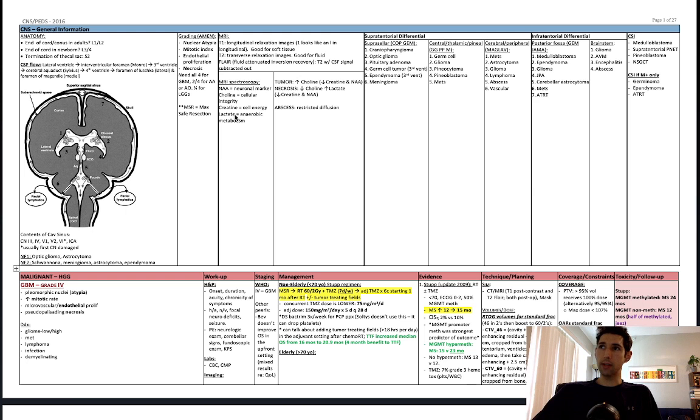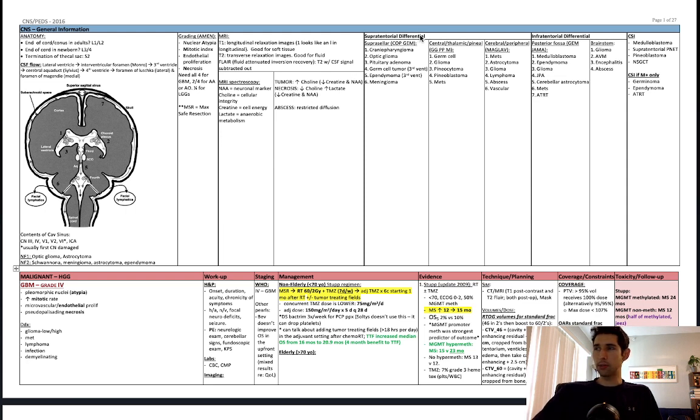MRI spectroscopy. NAA is a neuronal marker. Choline looks at cellular integrity. Creatine looks at cell energy, and lactate looks at anaerobic metabolism. Tumors have increased choline on MR spectroscopy, but decreased creatine and decreased NAA. Tumor necrosis will show decreased choline and increased lactate with decreased creatine and NAA. Abscess will show restricted diffusion.